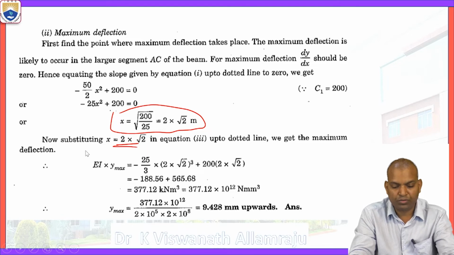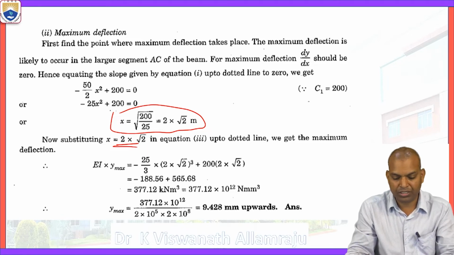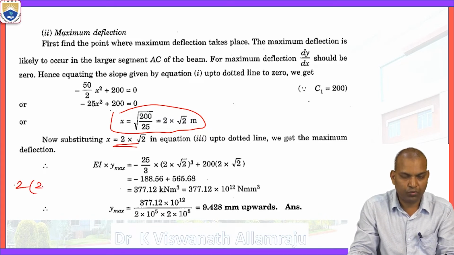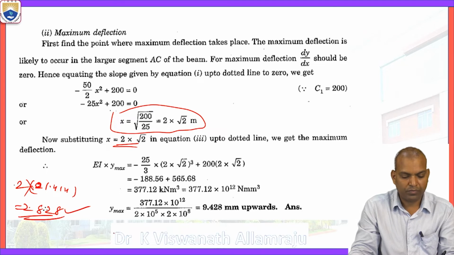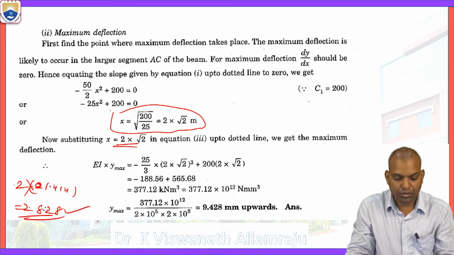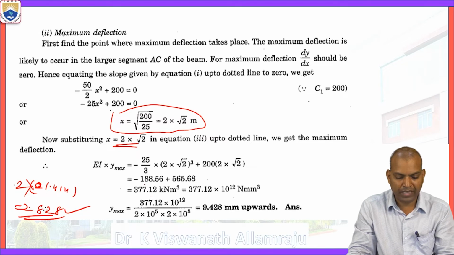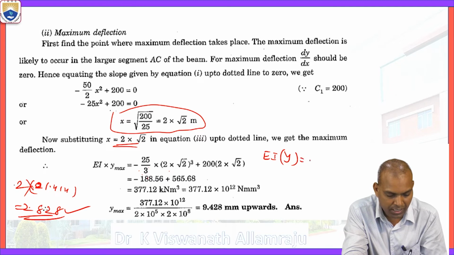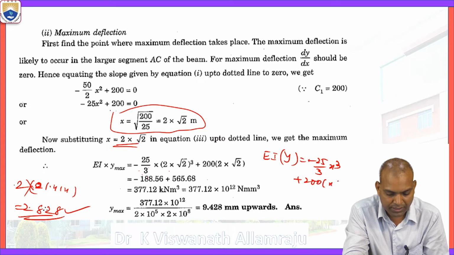What is the value of 2 times root 2? It is up to the dotted line. So we get 2 times, what is the root 2 value? 1.414. So 2 times 1.414. So it comes in the portion between A to C. So use the first portion for the maximum deflection and substitute here. What is the deflection value? That is EI y equals minus 25 by 3 x cube plus 200 times x.